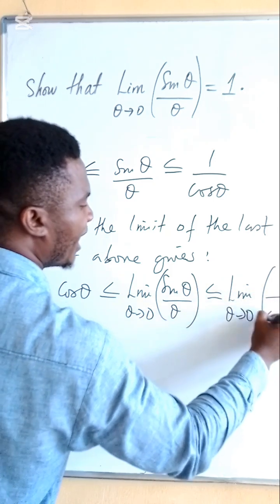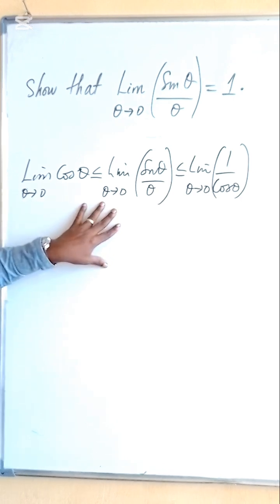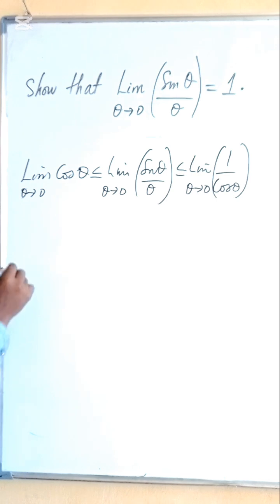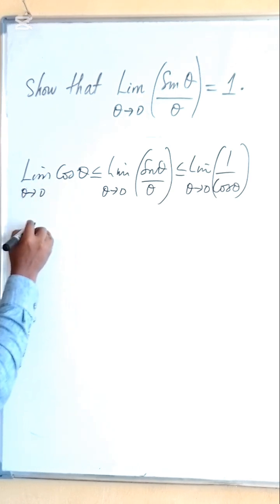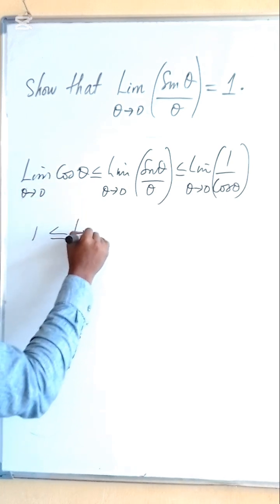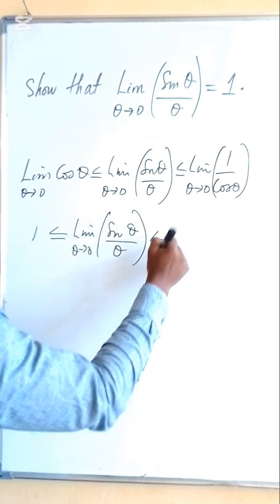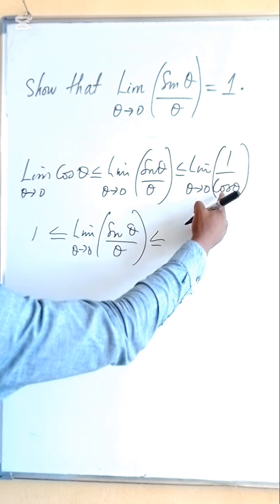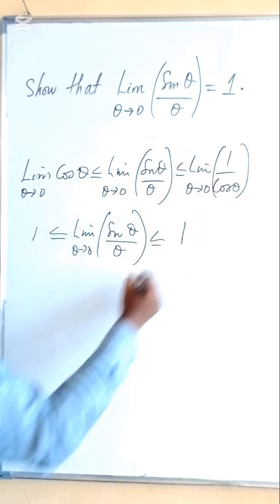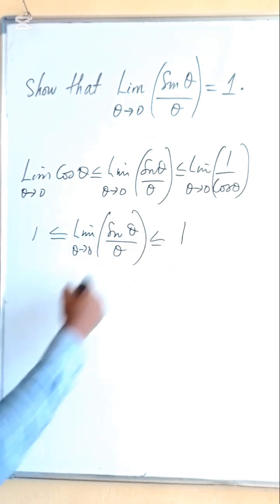1 over cos theta. So, as a reminder, the limit of this is less than or equal to the limit of that, less than or equal to the limit of that. Please take note that this limit gives you 1, because cos theta, when theta becomes 0, gives 1, is less than or equal to the limit as theta tends to 0 of sine theta over theta, and less than or equal to 1, because as theta tends to 0, cos theta gives you cos 0, which is 1. 1 over 1 will give you 1. So, now, the only number that lies between 1 and 1 itself is 1.